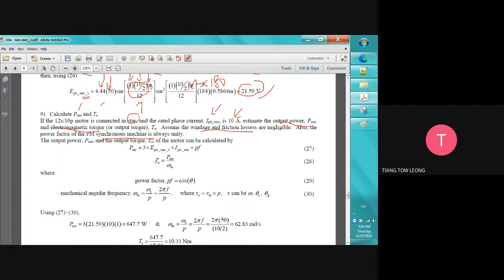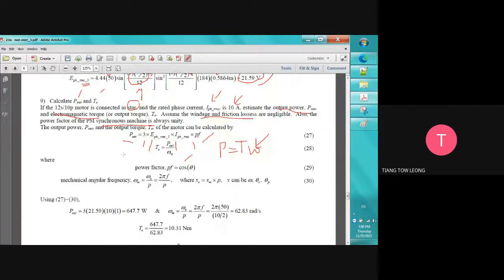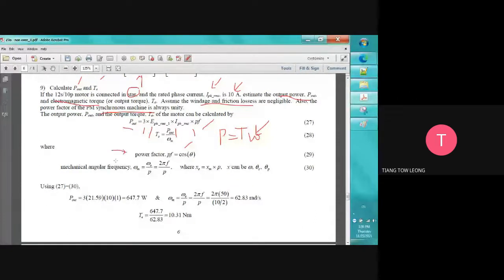And then the output power and the output torque can be calculated by using this equation. So P out is 3 times V times I times power factor. Then power output related to the torque is P equals T times omega, where omega is the angular frequency. Power factor is cos theta, and mechanical angular frequency omega m is omega e divided by p, which is 2 pi f divided by p.